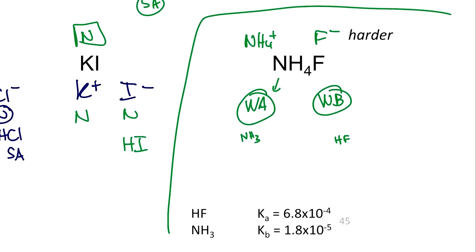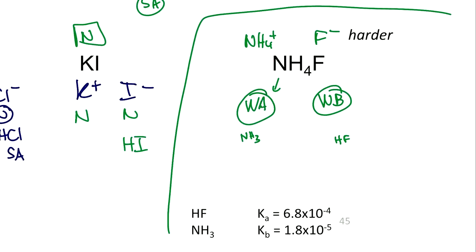So we need to figure out which substance is stronger. Is it the weak acid that's stronger? If it is, then the overall solution is acidic. But if the weak base is stronger, F minus, then the overall solution is basic. So how can we use these Ka and Kb values to answer this question?